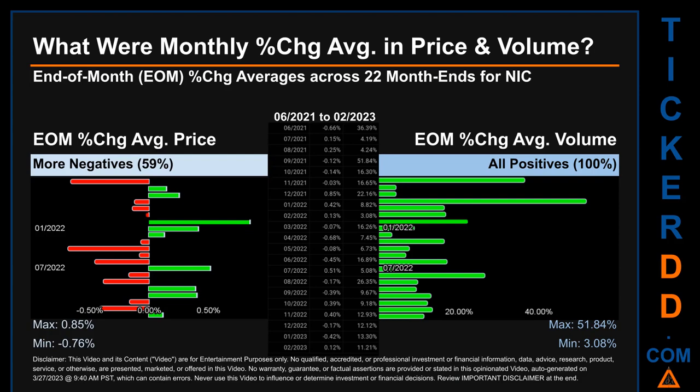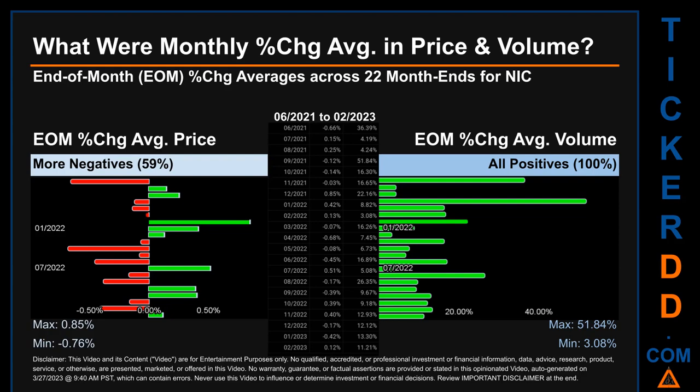What were end-of-month percentage change averages in price and volume for NIC? The monthly average of percentage change in price and in volume were calculated for each of the 22 month ends. That calculation took daily percentage changes and averaged them for each given month. If a month end came out negative, then it means that the month summarily saw a negative change.